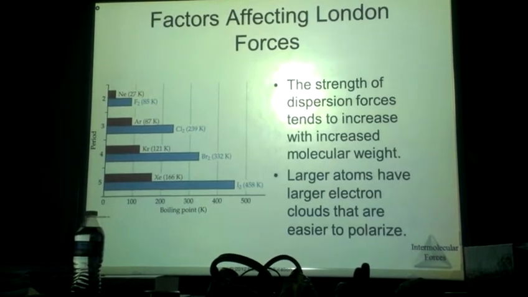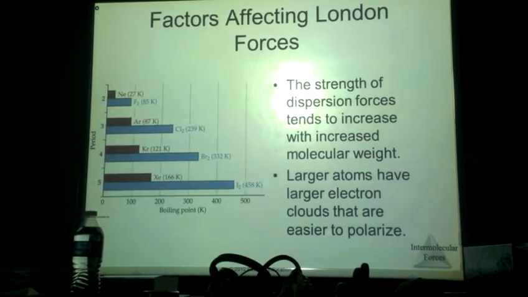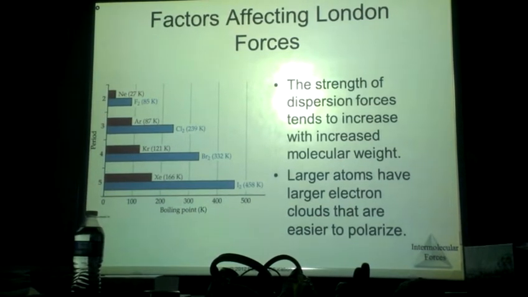Hi guys, we're going to keep going with the factors that were affecting London forces. So we talked about that shape is going to be a factor that will affect a London force, and that's just that the longer and the skinnier the molecules that are interacting with one another, the stronger those dispersion forces. And all that is because there's a larger area to induce those dipoles and to have more of that polarizable electron cloud, versus the really short, fat ones.